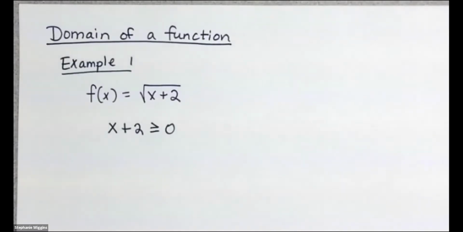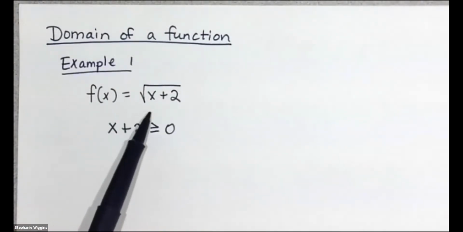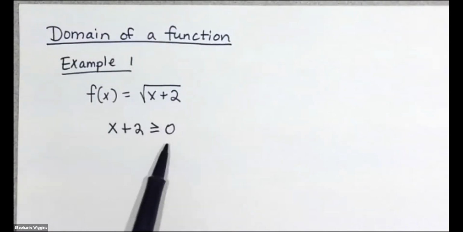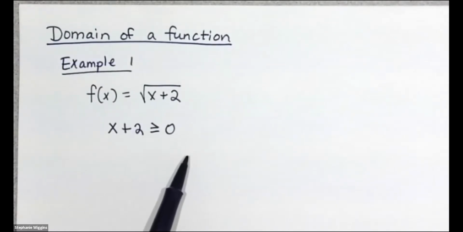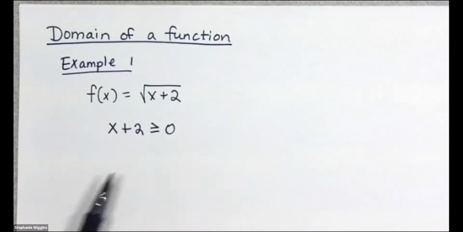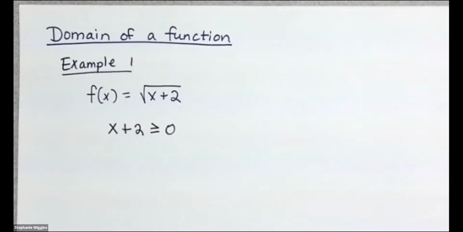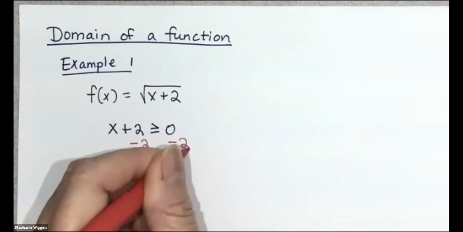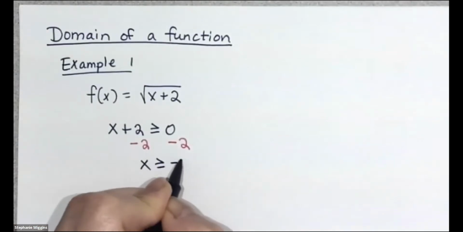Okay, take 2. The domain of a function. We have an example here. Our function f of x is the square root of x plus 2. And we require that x plus 2 be greater than or equal to 0 because you cannot take the square root of a negative number. So, solving this inequality, I'm going to subtract 2 from both sides. And that gives me that x is greater than or equal to negative 2.